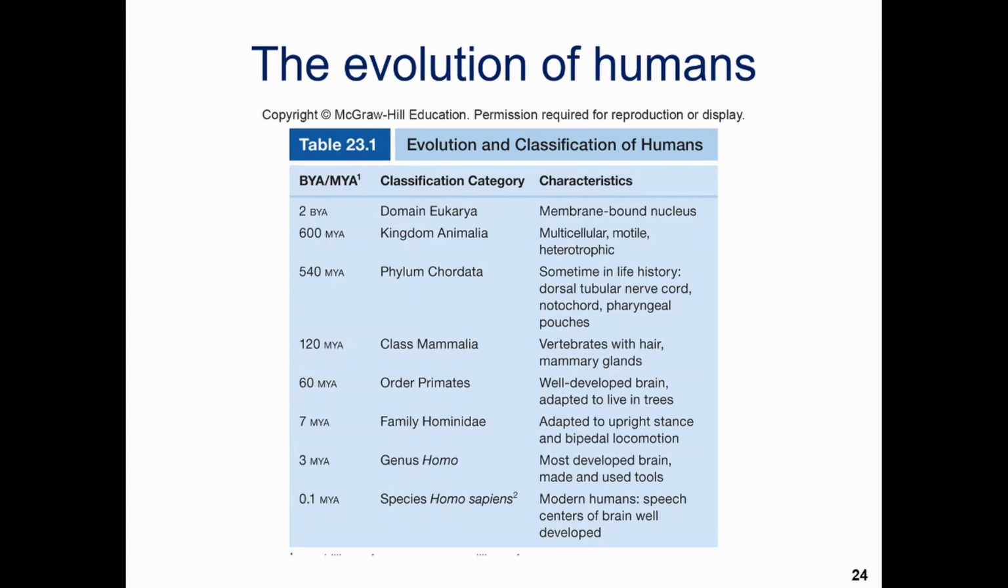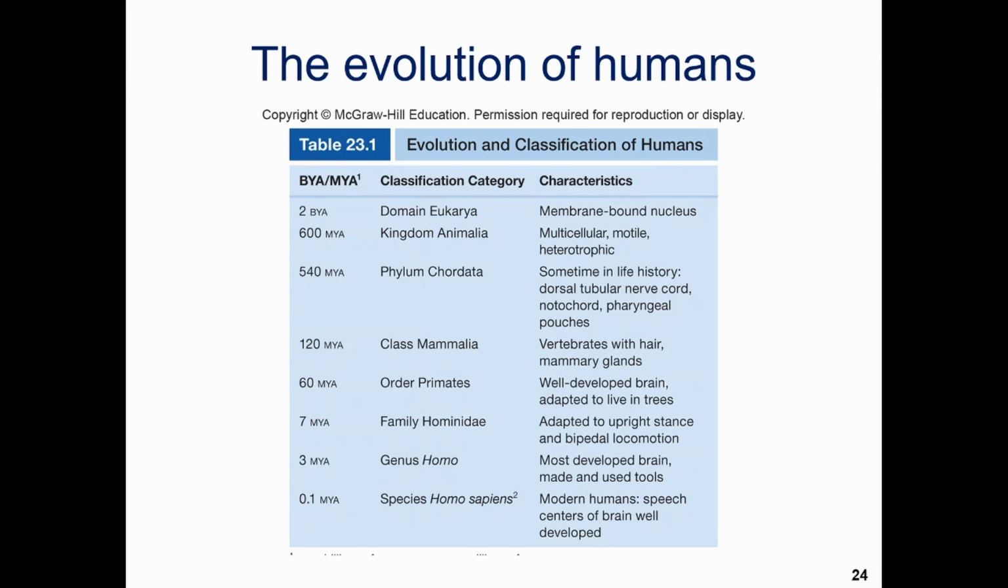Millions of years go by and we get to 120 million years ago, where we find class Mammalia. These are the first vertebrates with hair and mammary glands. 60 million years ago, order Primates splits from the mammals, where we now have a well-developed brain, and we've adapted to life in the trees. And it was only 7 million years ago that we see the first human-like organisms, the family Hominidae, that has adapted to be upright and bipedal, meaning we walk on two legs.